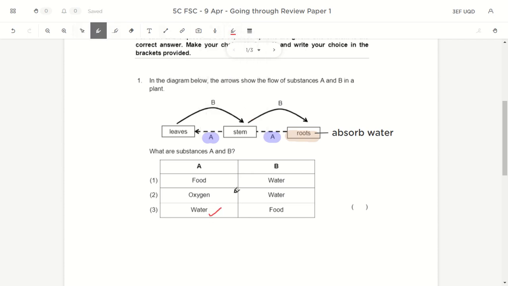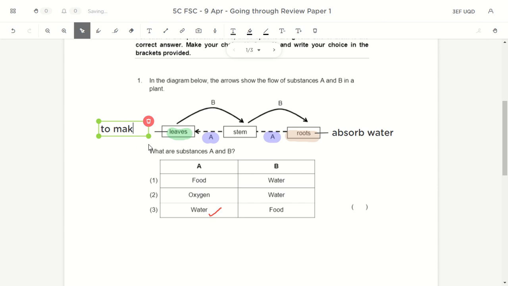Realize that for foundation science, the options are quite far apart. It's not that difficult at all. So if A is water, of course the answer is 3, but let's look at B also. So now let's look at B. We realize the arrow of B starts out from the leaves. And once again, what is the function of leaves? Think about it. What is the function of leaves? The function of leaves is to make food.